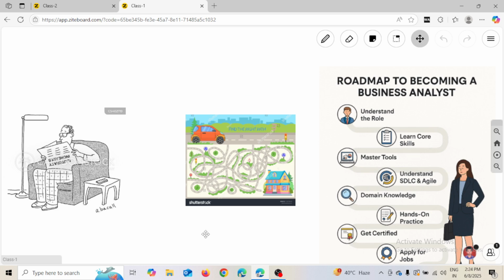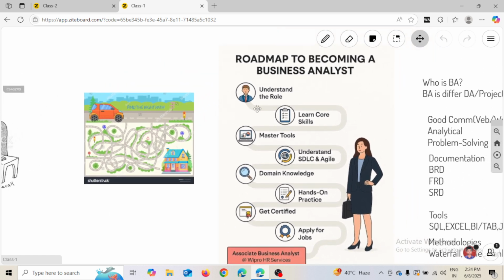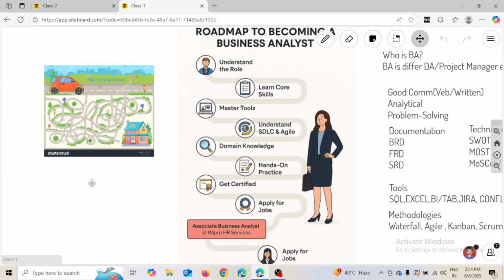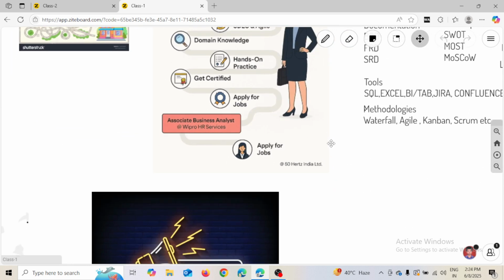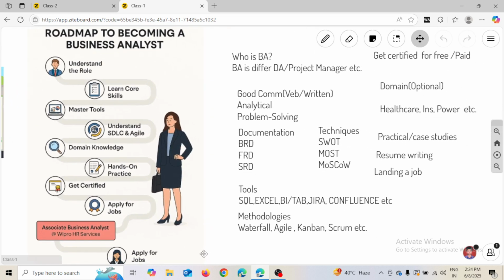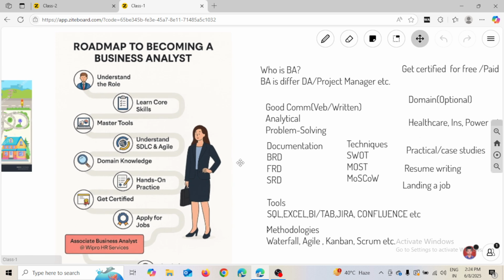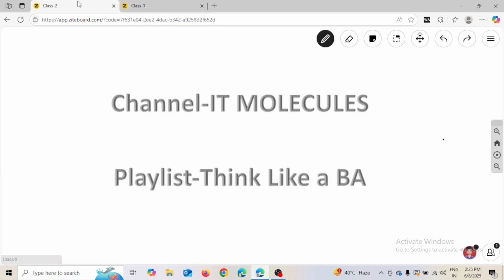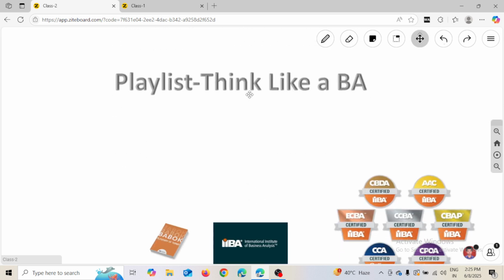Then we have learned about the roadmap to becoming a successful business analyst. So first we have to understand the role, learn the core skills, so that we can apply for jobs. And what are the tools that are required, right? What are the different things that a business analyst has to learn? So we are going to learn the core skills. We are going to understand the role first. These are the two things that come to my mind, and this second class is particularly dedicated to the same. So without wasting time, let's move forward.